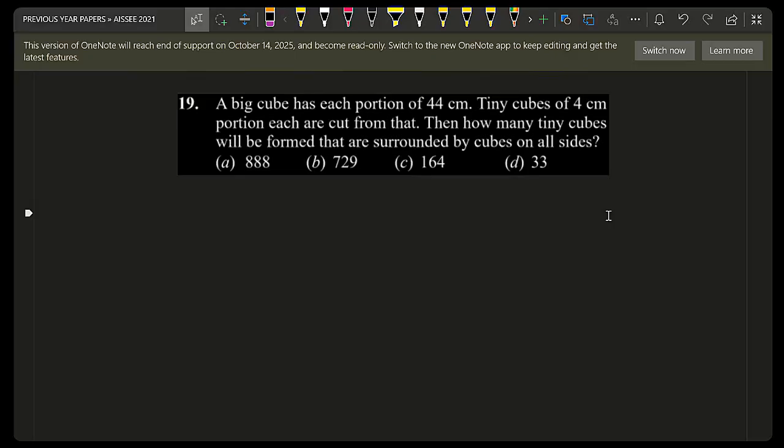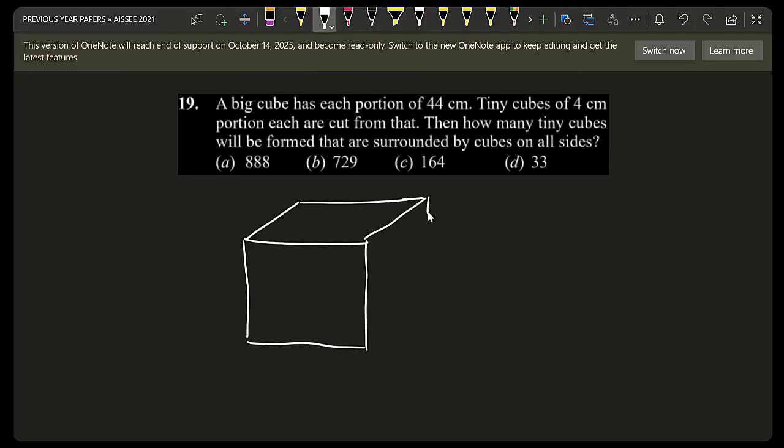So let me explain again. There is a big cube, and each edge is given as 44 centimeters. Tiny cubes of 4 centimeters edge are cut from that. Then how many tiny cubes will be formed surrounded by cubes on all sides? So they are not asking how many pieces can be cut. The number of pieces can be found by dividing the volume of the bigger cube by the volume of the smaller cube, but they are not asking that. They are asking how many tiny cubes will be formed that are surrounded by cubes on all sides.